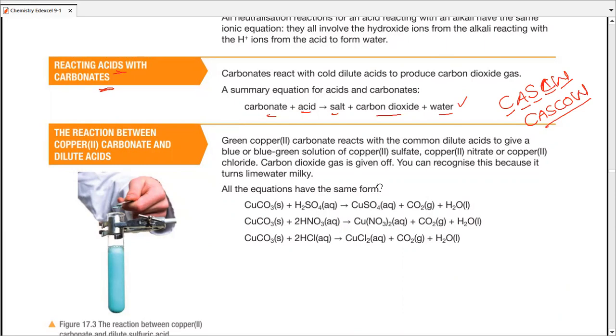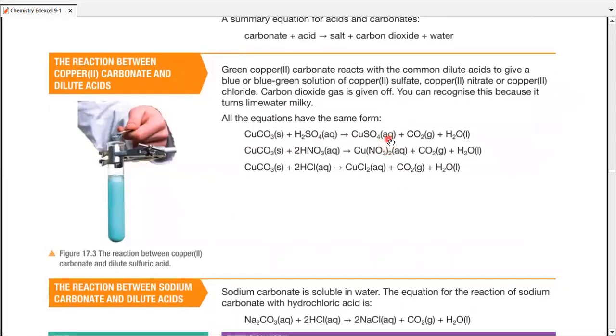So if I go with this example again with proper names: copper carbonate and dilute acid. Different dilute acids can be used, and we form different salts, but the rest of the products are the same, notice. Now copper carbonate, as soon as it reacts with acids, gives us mostly blue salts. Copper sulfate is blue, copper nitrate is blue. Carbon dioxide gas is given off.